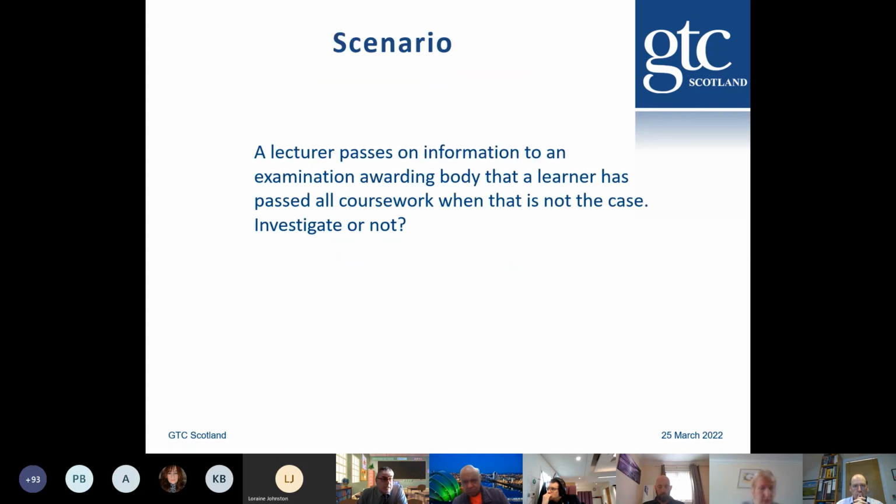Next scenario, a lecturer passes on information to an examination awarding body that a learner has passed all coursework, when that is not the case. Investigate or not?